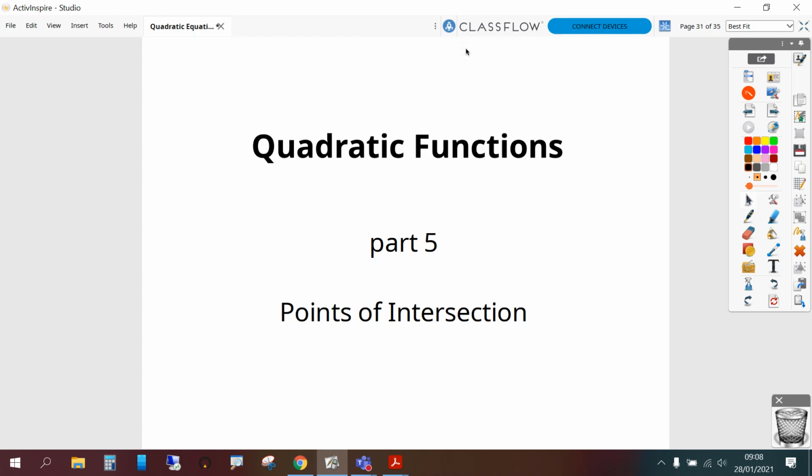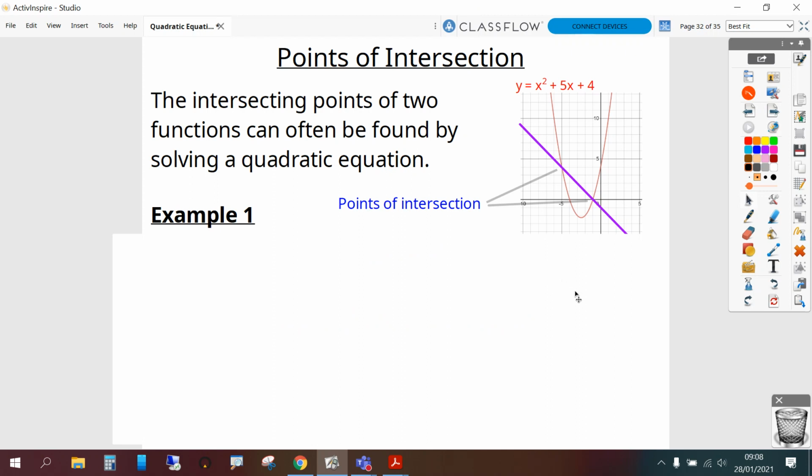This is Quadratic Functions, Part 5, Points of Intersection. The points of intersection are where the graphs cross over each other. So we have a point of intersection here and here. The intersecting points of two functions can often be found by solving a quadratic equation.